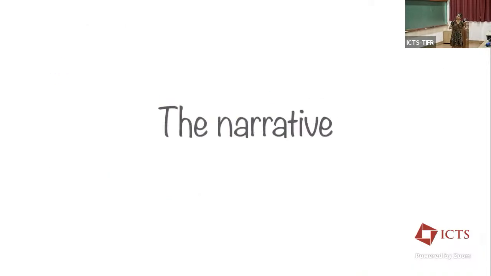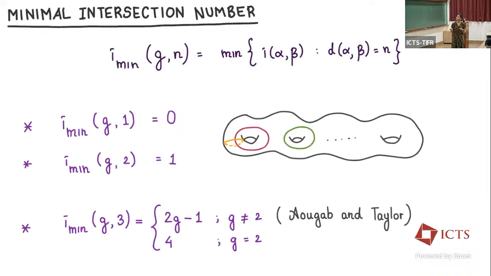So one of the questions that fascinated us was, can we find a nice enough, effective algorithm to calculate distances in the curve graph? So let's look at the narrative. One of the quantities that is very much related to the distances in the curve graph is known as the minimal intersection number.